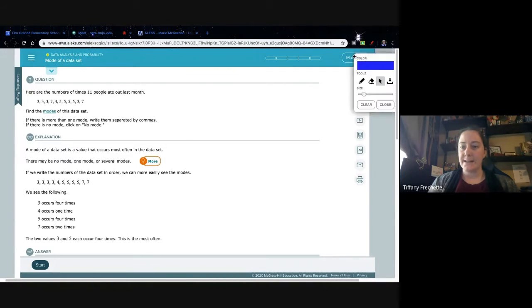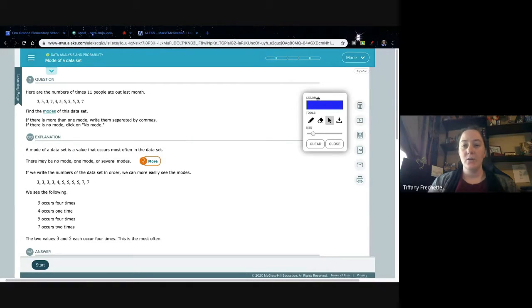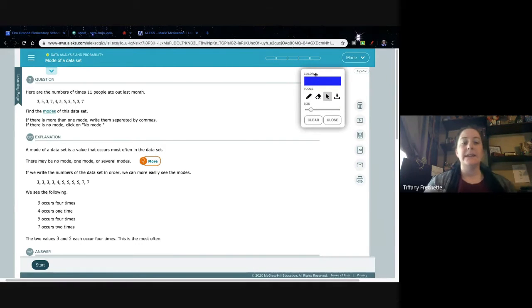Mode of a data set. All right, so we need to know, what does mode mean? And then data set, we've done a couple of these already. Data set just has to do with a set of numbers that you're looking at. So let's read the question.